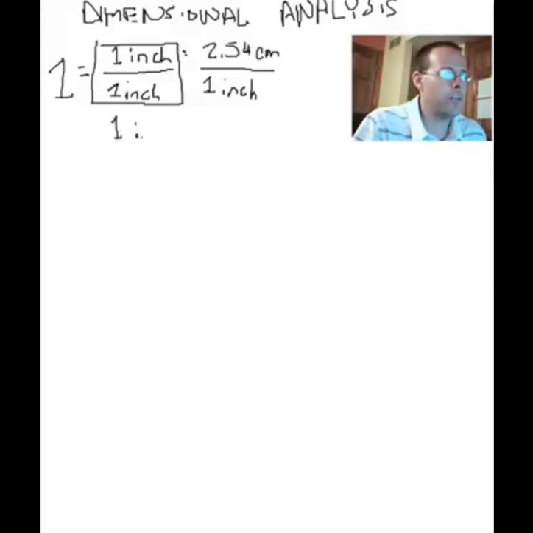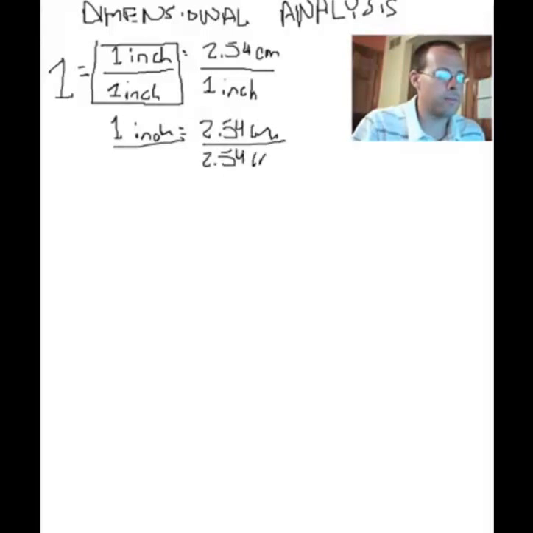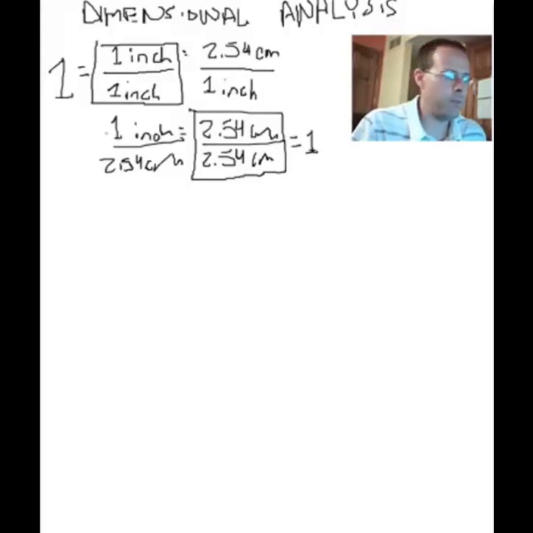Conversely, we could have 1 inch equals 2.54 centimeters. And instead of dividing by 1 inch, we're going to divide both sides by 2.54 centimeters. Alright, and again, if we look at this, that equals 1. So not only does 2.54 centimeters divided by 1 inch equal 1, but so does 1 inch divided by 2.54 centimeters. Okay? They're the same length, so because they're the same length, a unit divided by another unit of the same length equals 1.